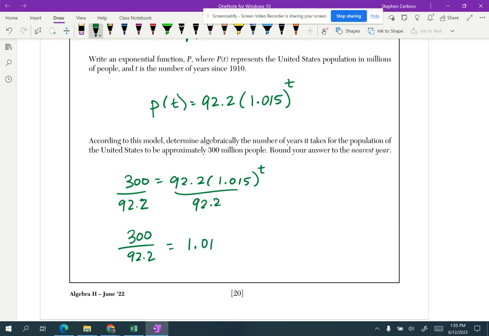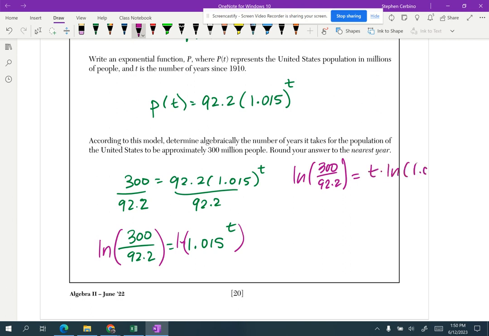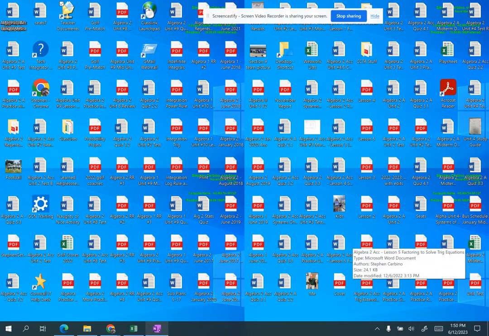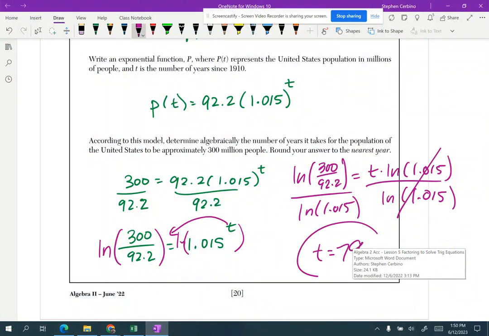And we get this exponential part. So if we natural log both sides, ln here, and we ln here, the t comes to the front. So we're going to get the natural log of 300 over 92.2 is equal to t times the natural log of 1.015. All right, remember that t comes to the front. Then we can divide both sides by the natural log of 1.015. And we get whatever that comes out to in our calculator. Holy smokes. And we get 79 years.